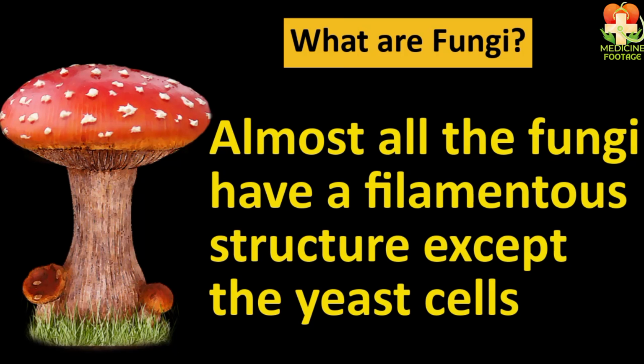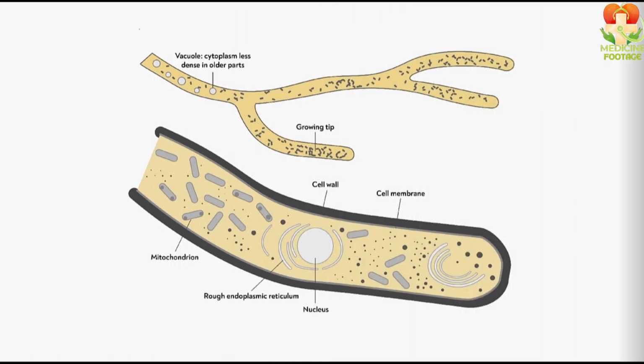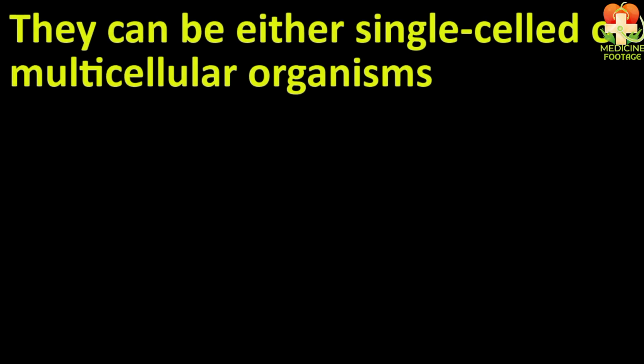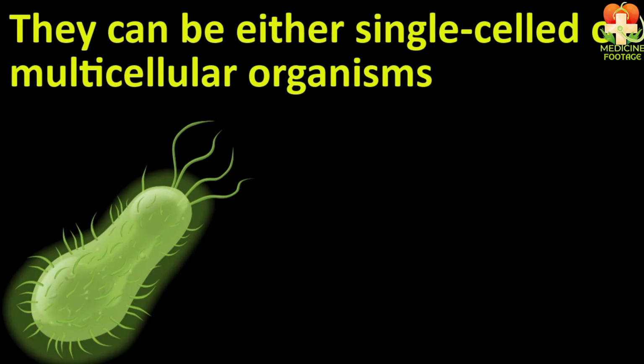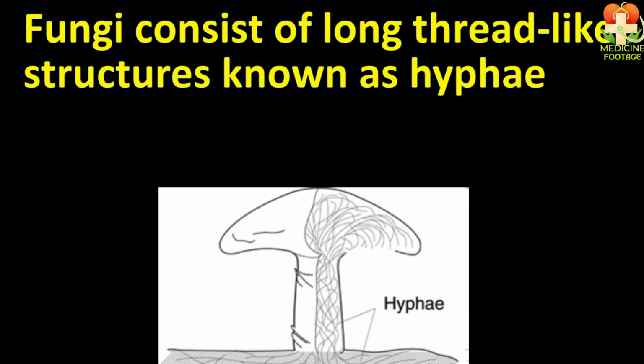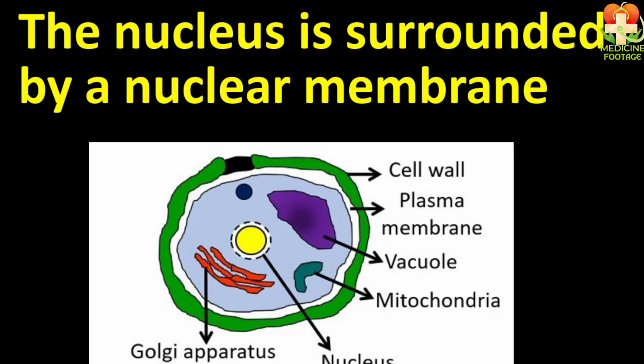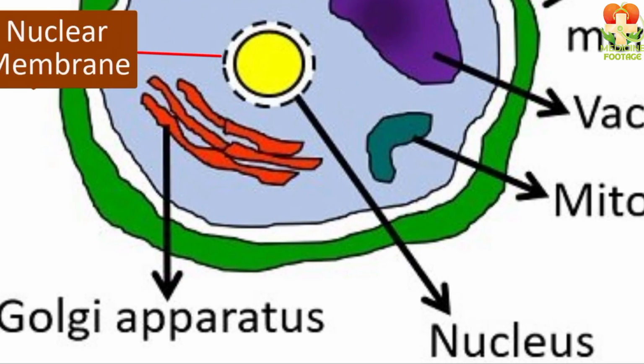What are fungi? Most fungi have a filamentous structure, except for yeast, which exists as single cells. All fungi except yeast are typically filamentous. Additionally, fungi can be either single-celled organisms or multicellular. One of the defining features of fungi is their thread-like structures, which are called hyphae. Fungi also have a cell wall, which is made of chitin and polysaccharides. Lastly, the nucleus of fungi is surrounded by a membrane called the nuclear membrane.